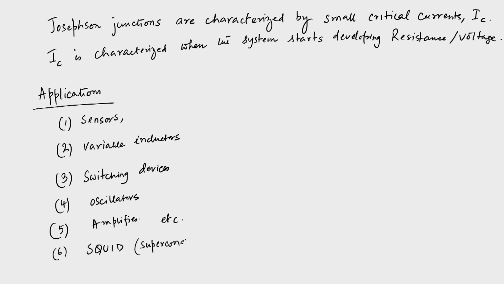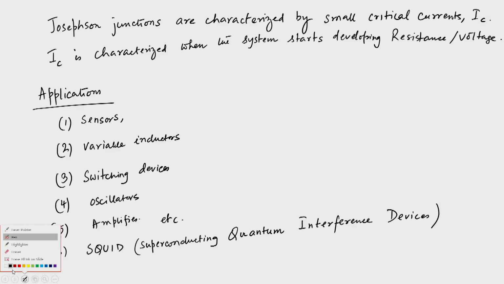Superconducting quantum interference devices, and we are going to take this up for discussion next after we are done with the Josephson junctions. So, let me just point out that this is S, then QU, and then I, and then D. So, that makes it a squid.